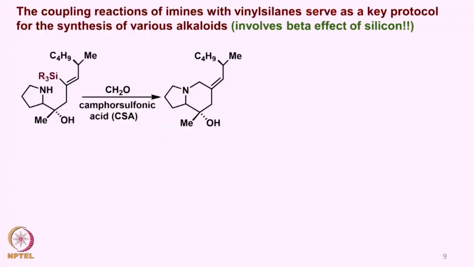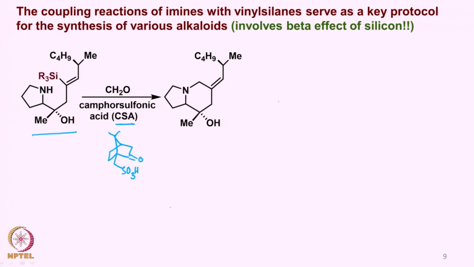So now what we have next is the coupling reaction of this type of intermediate. Another example in which you can see that you have a vinylsilane, and when this is treated with the formaldehyde in the presence of camphor sulfonic acid, which is a protic acid and which looks like this. This is the camphor sulfonic acid, and this is a good acid to protonate the formaldehyde.